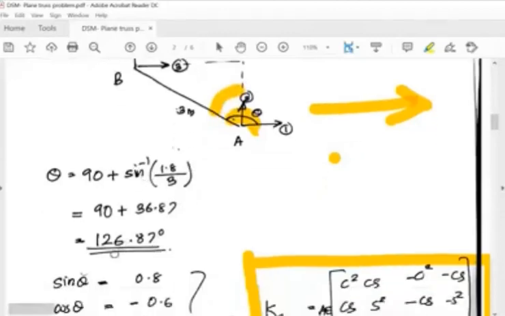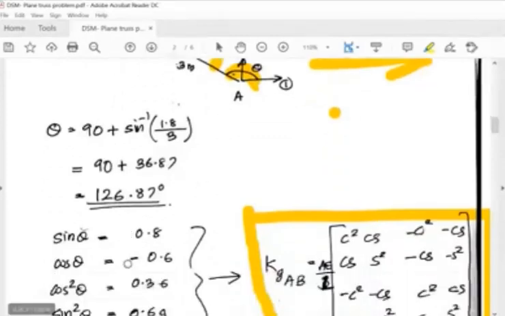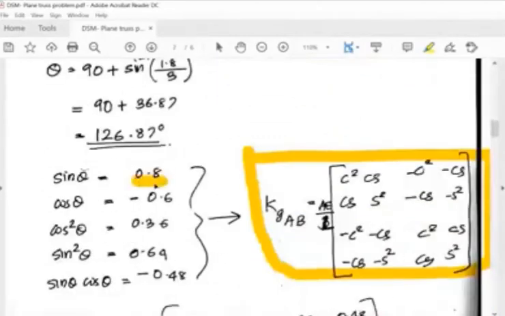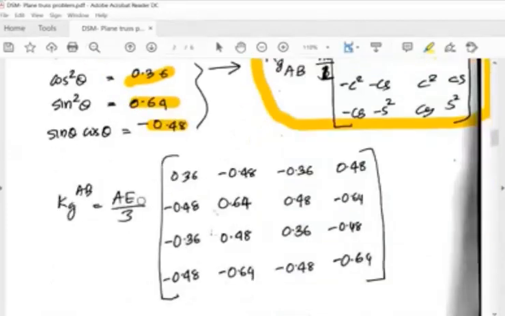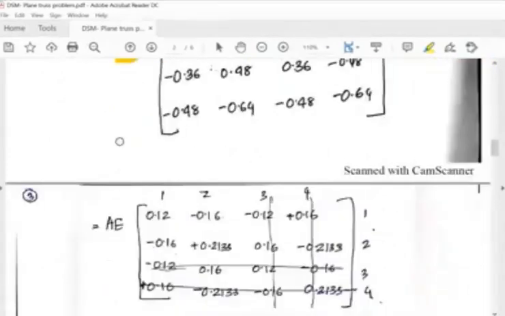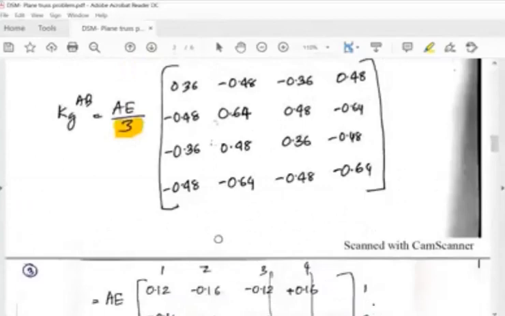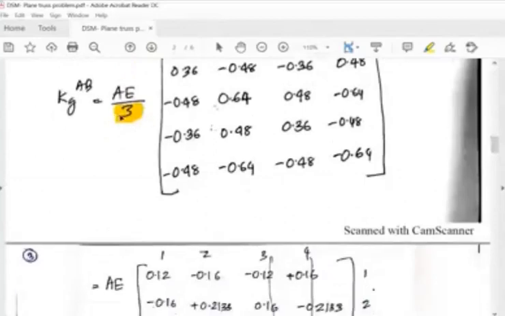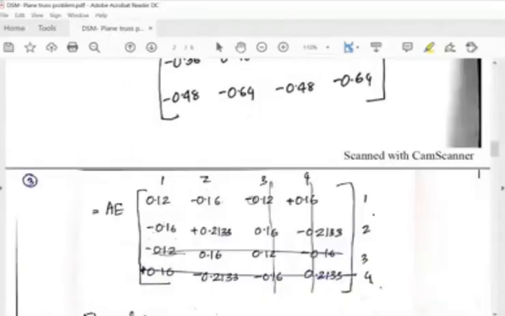So that is 126.87 degrees. And from this angle you can find sin theta, cos square theta, sin square theta, sin theta cos theta, etc. KGAB you can find like this. Substitute the value AE by L, where the length of the member is 3 meter, and take the 3 inside the matrix as well. Otherwise, when we add different matrices, that will cause error. So you'll get the matrix in 4 by 4 form, AE into some matrix.